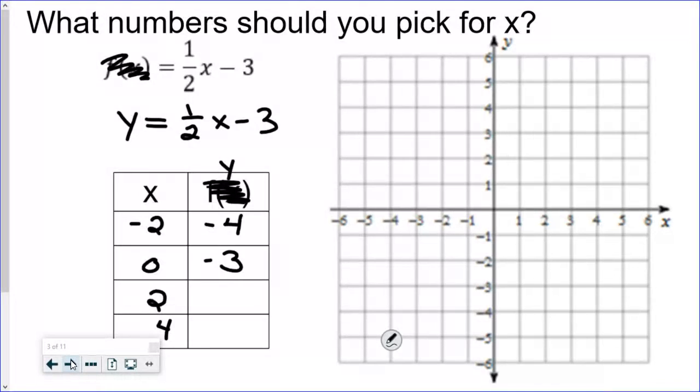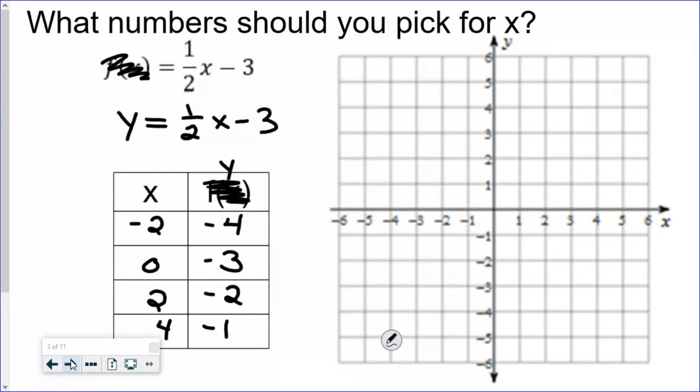This is just a calculator problem. Then I'm going to arrow up and type over the 0 with a 2. So 1/2 times 2 minus 3 gives me -2. And then I'm going to arrow up and type over that with a 4, and that gives me a -1.